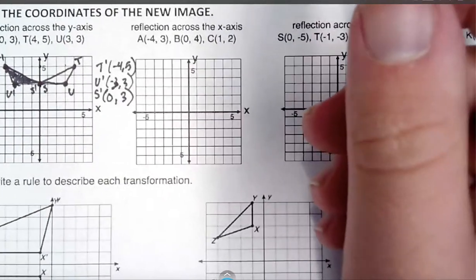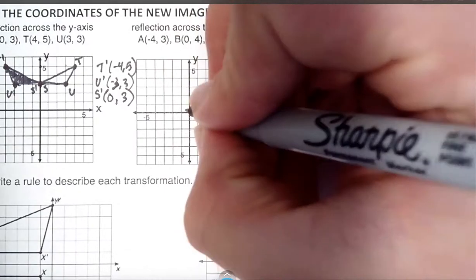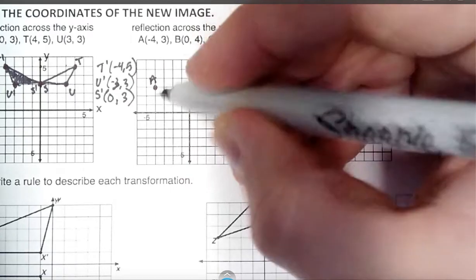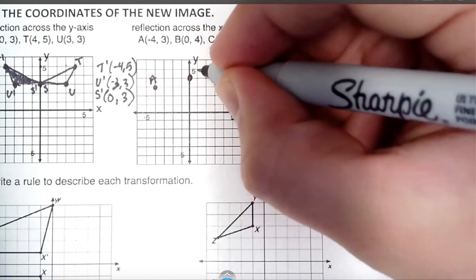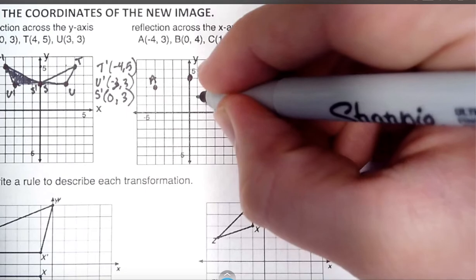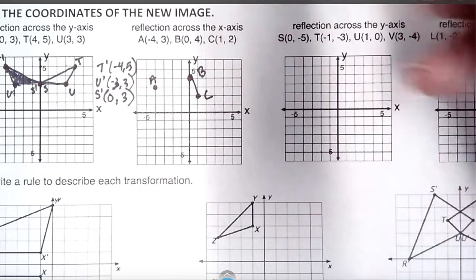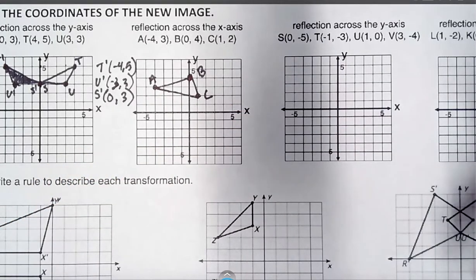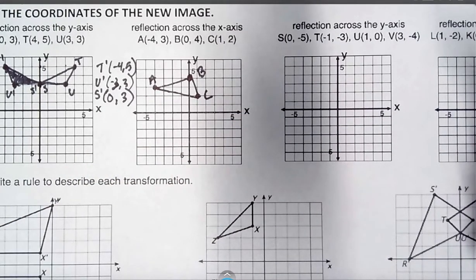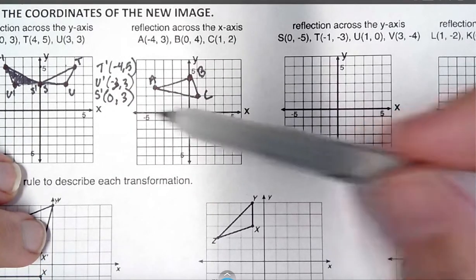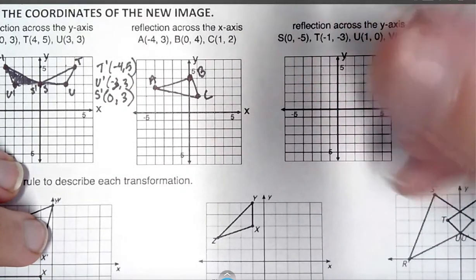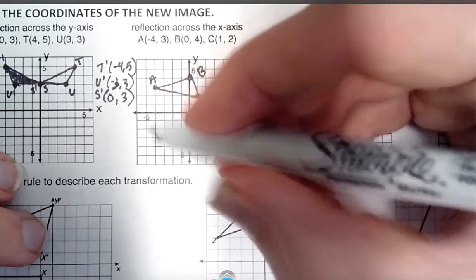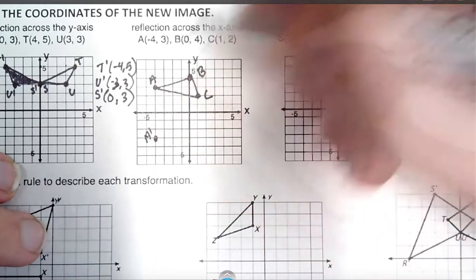Okay, let's try the x-axis. So first I'm going to graph my points. Negative 4, 3 is A. 0, 4 is B. And then 1, 2 is C. So now we're going to reflect over the x-axis. So I got to count to the x-axis. So I'm going to start with A. 1, 2, 3. Keep going. 1, 2, 3. That is A prime.